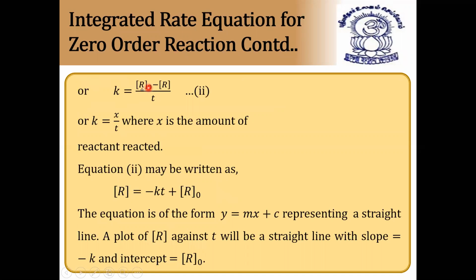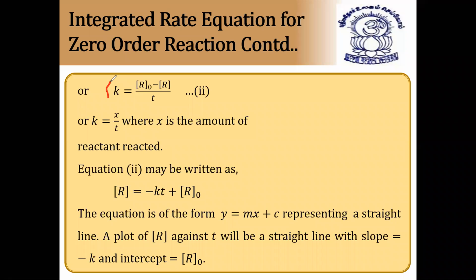So k is equal to the initial concentration minus the concentration after time t, divided by t. k is equal to x by t, where x is the amount of reactant reacted. Very important. So this is the formula for the integrated rate equation for a zero order reaction.